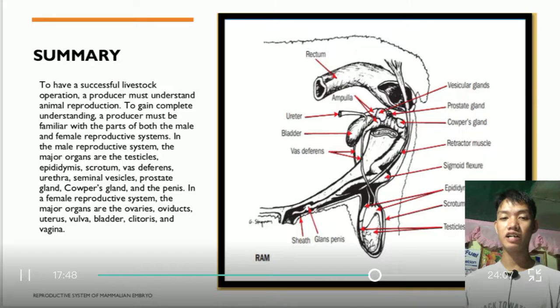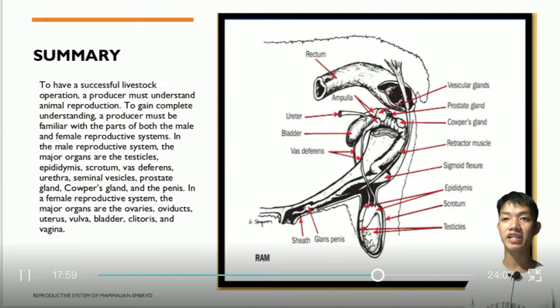In summary, to have a successful livestock operation, a producer must understand animal reproduction. To gain complete understanding, a producer must be familiar with the parts of both the male and female reproductive systems. In the male reproductive system, the major organs are the testicles, epididymis, scrotum, vas deferens, urethra, seminal vesicles, prostate gland, Cowper's gland, and the penis. And in the female reproductive system, the major organs are the ovaries, oviducts, uterus, vulva, bladder, clitoris, and the vagina.